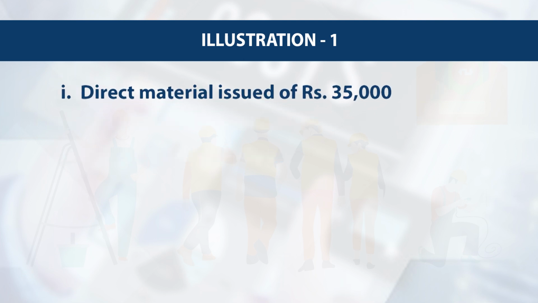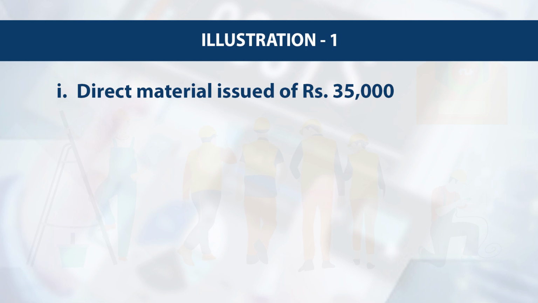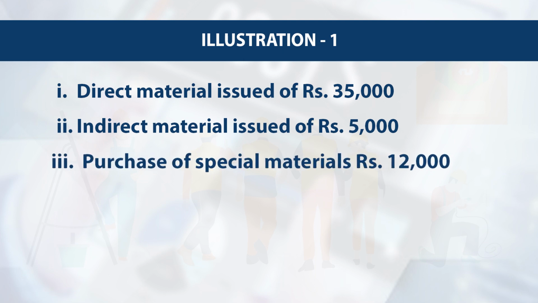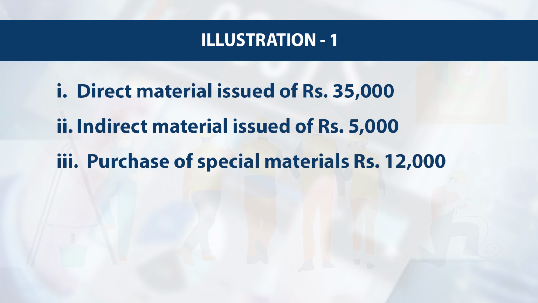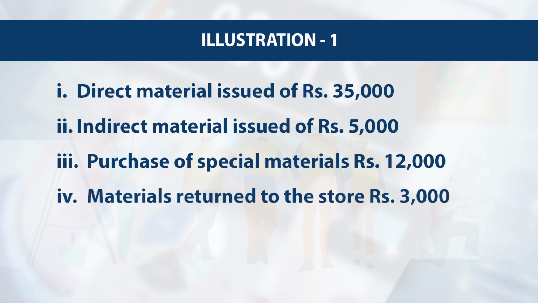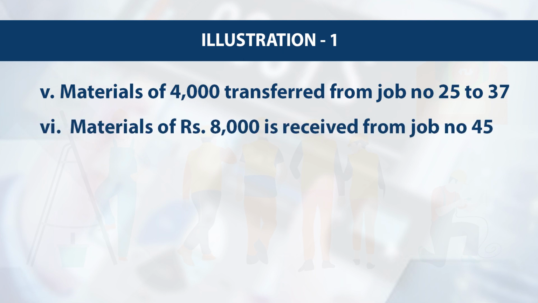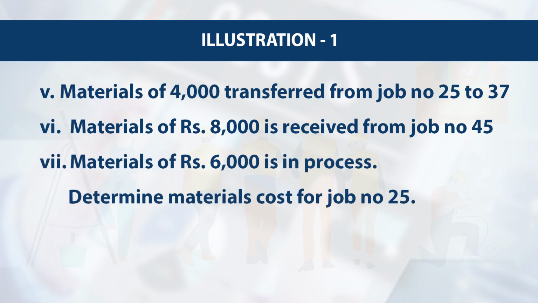First, direct material issue of rupees 35,000, number 2, indirect material issue of rupees 5,000, number 3, purchase of special materials rupees 12,000, number 4, materials returned to the store rupees 3,000, number 5, materials of 4,000 transferred from job number 25 to 37, materials of rupees 8,000 is received from job number 45, and materials of rupees 6,000 is in process. Determine material cost for job number 25.